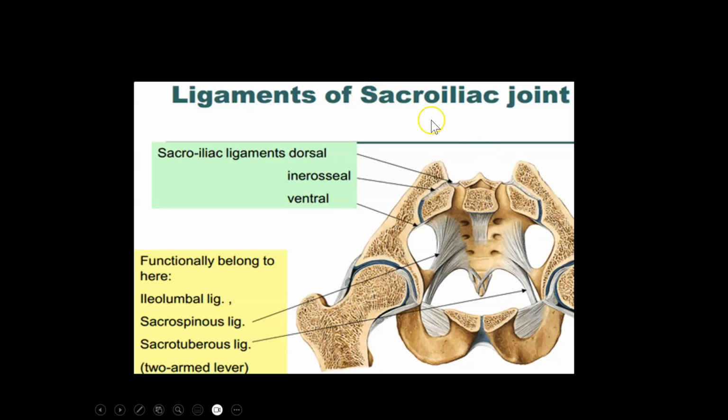So if you look at a coronal section from above, we see that this is the sacrum and this is the iliac bone, the joint here is the interosseous ligament, a very strong ligament. Ventral to it, the ventral sacroiliac ligament, and dorsal to it is the dorsal sacroiliac ligament. So, interosseous, dorsal, ventral, and maybe the superior.